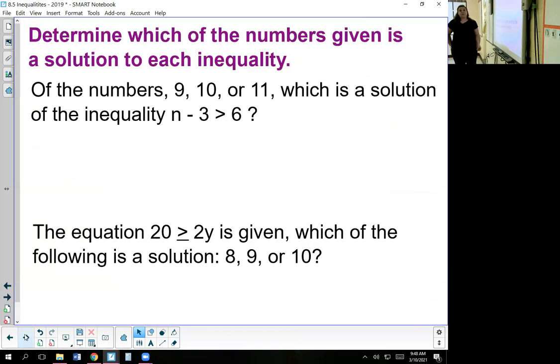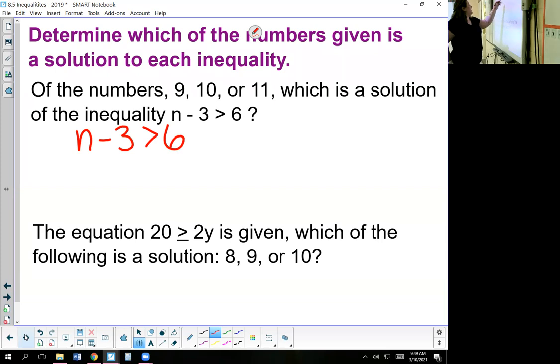Again, it's very easy. However, think about you reading this sentence from left to right. And that's where kids get messed up all the time here. So if I look at here, of the numbers 9, 10, 11, which is a solution to an inequality? It could be one of them, it could be all of them, it could be none of them. So you just got to be careful about how you do it. So when you do this, the best way I can tell you is to write the inequality down. And then plug in n, and then n, and then n, and read it left to right.